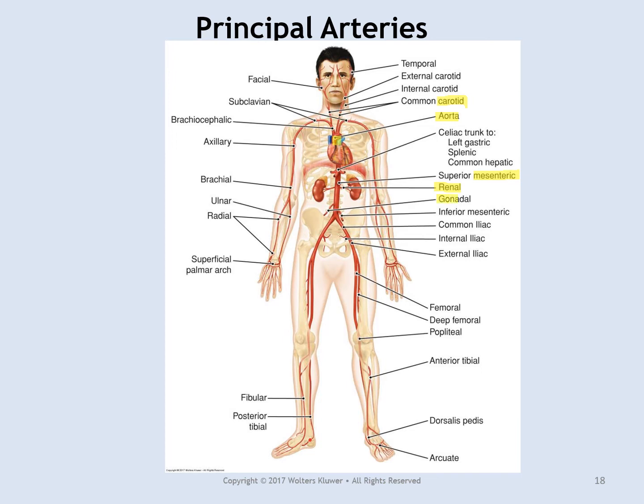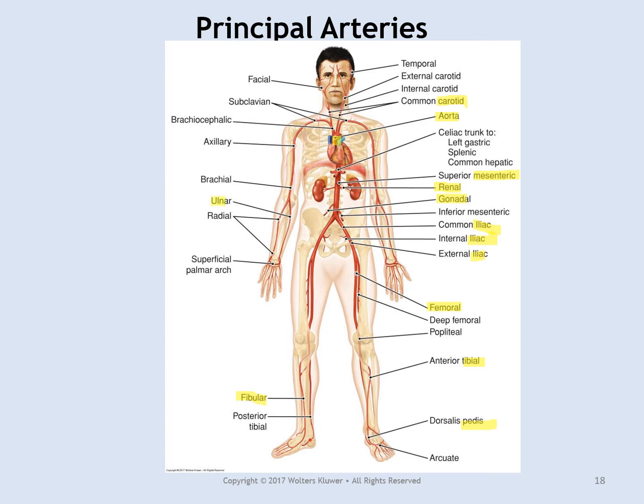Gonadal to the testes in this individual. I'm assuming that's a man. Ovaries in women. And again, mesenterics. Iliacs going through the groin area. Femoral heading down the leg. Tibial, because of its proximity to the tibia, and pedis, if you remember that, for foot. And tibia, fibular, again, fibular or fibia.